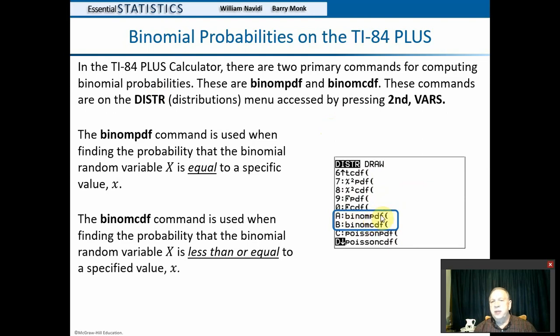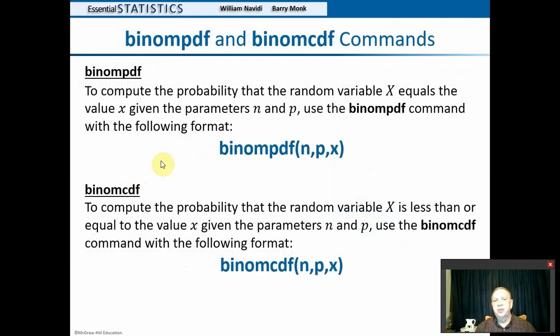There are two versions of this, PDF and CDF. The PDF is the one that says exactly this. So if you were going to find the probability of exactly 2, I would use the PDF with the 2. The CDF would be all the way up including that. So if I said binom CDF with the 2, I would be saying give me the probability of a 0 or a 1 or a 2. So here when I'm doing the CDF, x is less than or equal to a specified value, and with the PDF, x is equal to a specific one. So we'll see how to put this in.